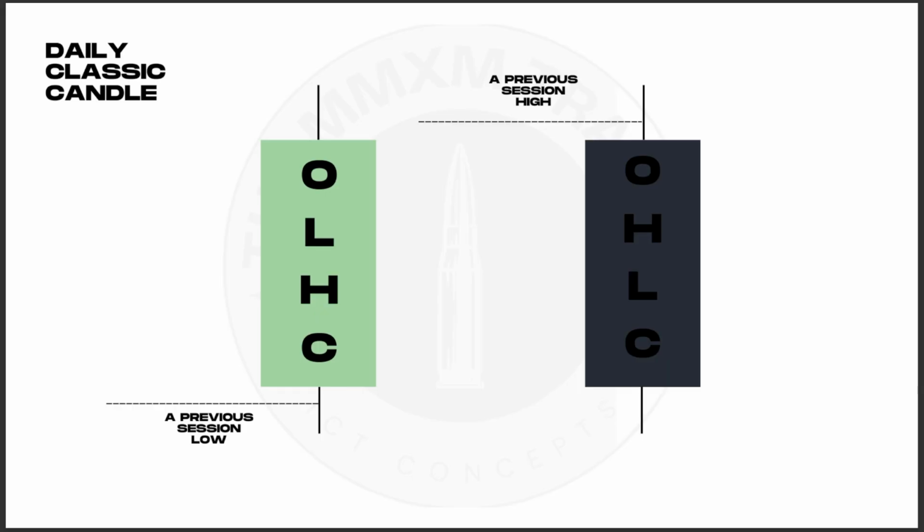So over here we've got a depiction of an open low high close candle and an open high low close candle, and we're going to be focusing on that classic candle, right? The daily classic candle. So we have a classic buy day candle over here, taking out a previous session low and then expanding up higher. And for a classic sell day, we've got a bearish candle, which is an open high low close, right? And we're taking out a previous session high with that candle.